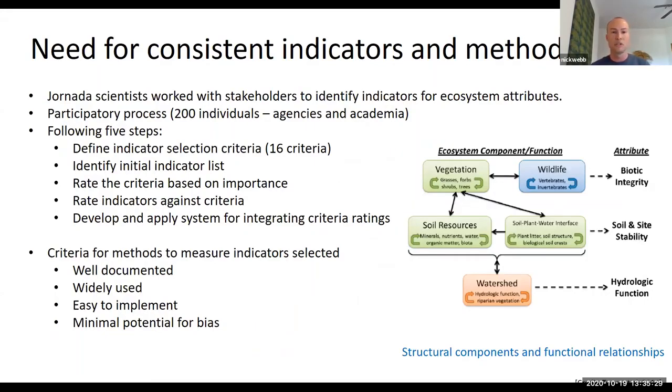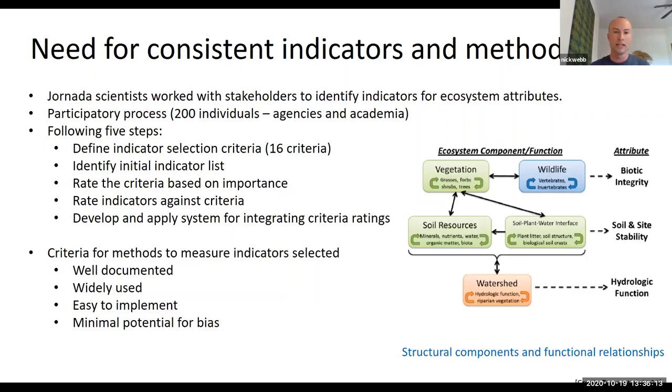And over the last few decades, Jornada scientists have been working with these stakeholders to identify consistent indicators for different ecosystem attributes. And the high-level attributes that they've been focusing on include the biotic integrity of the systems, soil and site stability, and the hydrologic function. Through participatory processes involving a few hundred individuals, so these are private producers, agencies, and folks in academia, we've developed a five-step approach to identifying consistent indicators. And these really focus on different structural components and functional relationships within the ecosystems.